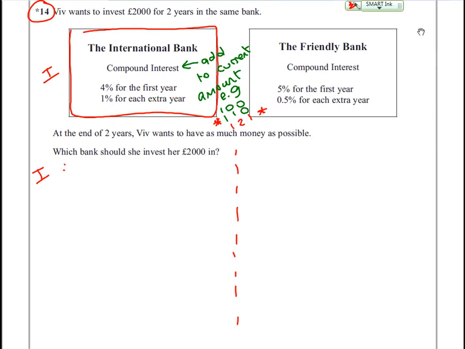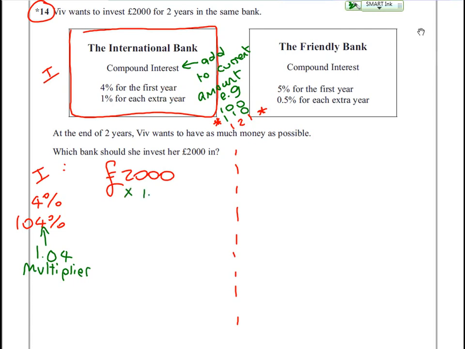So compound interest, you start off with £2,000, and you get 4% for the first year. Now a trick that I'm going to show you, if you want to add on 4% to 100, you want 104%, don't you? 104% as a decimal is 1.04, and that's called our multiplier. So we do 2,000 times by 1.04 on our calculators, and we get 2,080. That's the first year.